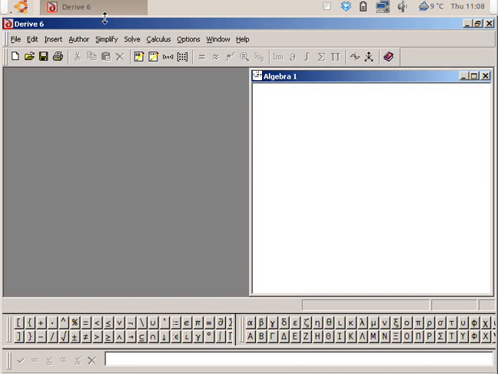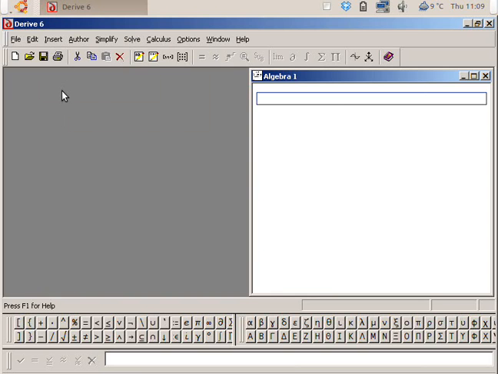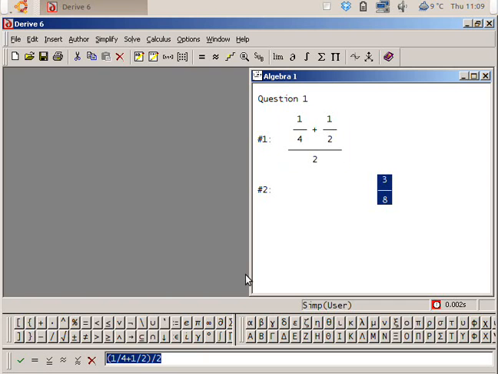Okay, so question 1. First thing, insert text object, so I put in the name, question 1. Now I can type. So we have 1 over 4 plus 1 over 2 over 2. That is there. And I want to calculate this, so just hit equals. And that's it.